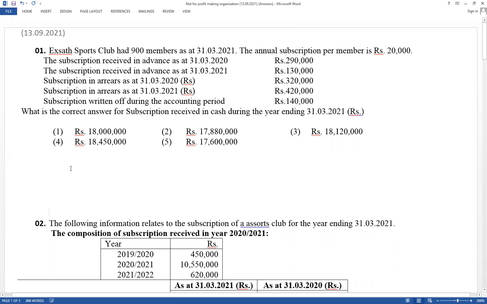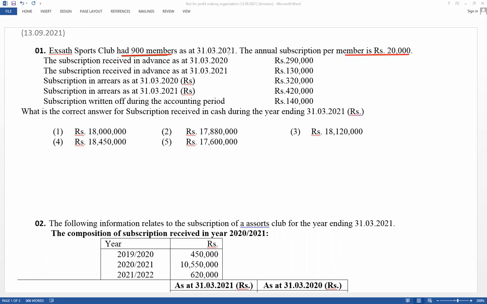Now think about question number 1. It has been given that Exat Sport Club had 900 members as at 31st March 21. The number of members is given, as well as the membership fee. You have to apply accrual concepts. When we recognize income, whether cash is received or not, the value for the year should be considered as income. The number of members available is 900, and the annual membership fee per member is given as 20,000.